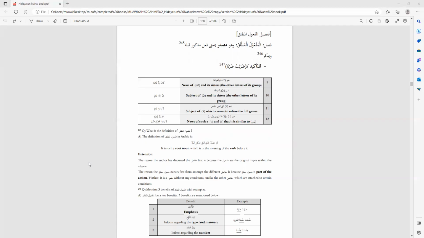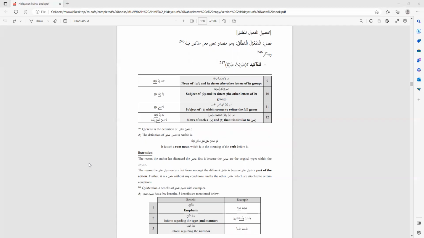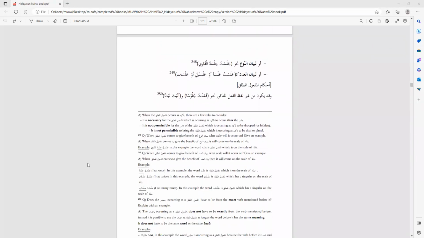I hit, hitting. أو لبيان النوع, or for mentioning the type, نحو جلست جلسة القاضي. I sat a sitting of the qadi. So it is showing how he sat. أو لبيان العدد, or for the meaning of quantity, كجلست جلسة أو جلستين أو جلسات. So I sat once or twice or thrice.